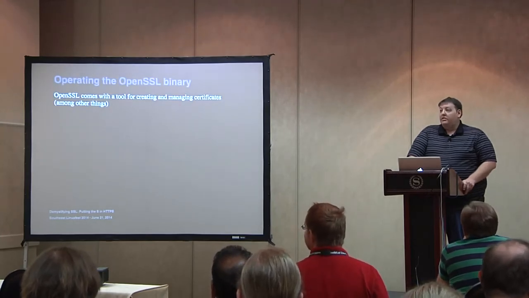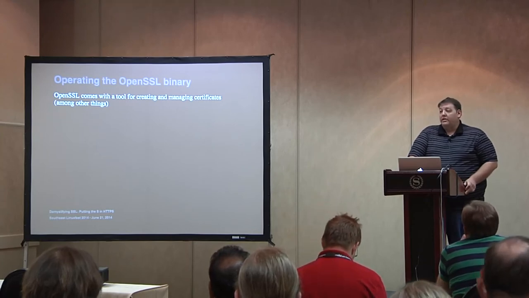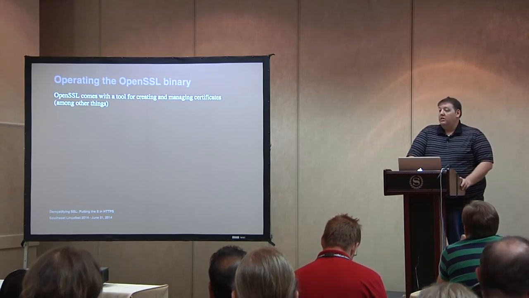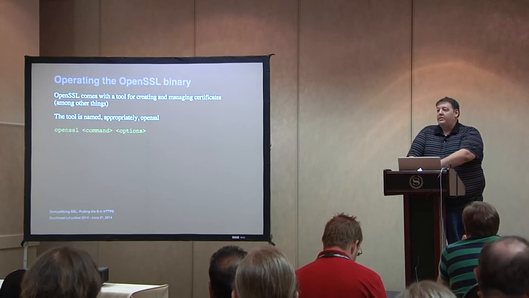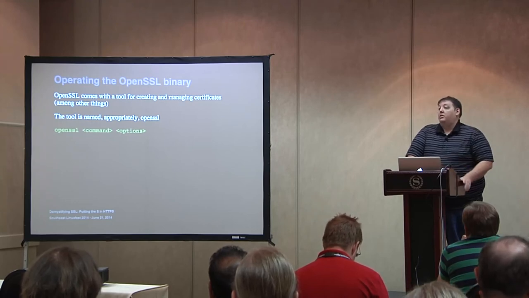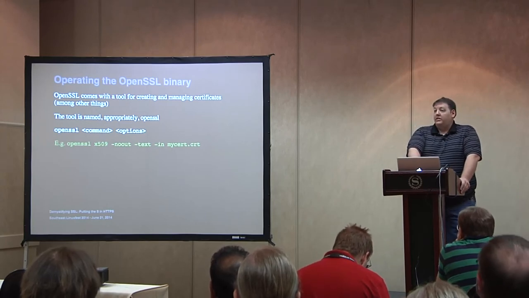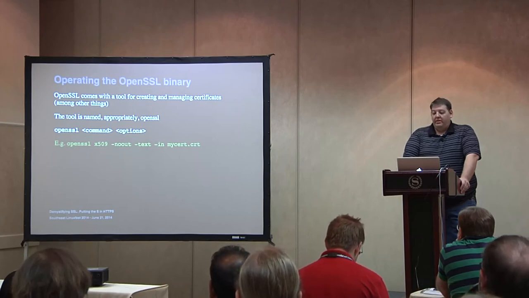Let's get into how to actually do this thing. We're gonna operate the OpenSSL binary and do a whole bunch of useful stuff with it. It's not just a library, it's a binary executable that we can use to create keys, create certificates, sign certificates, revoke them, manage them, we can do anything we want. And it's really simple. It's just OpenSSL and then a command that OpenSSL understands and then some options that go along with it. Like an example, this is what we ran to look at the contents of that certificate just now. We are running the OpenSSL command.